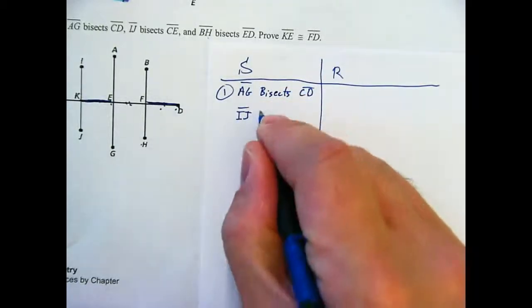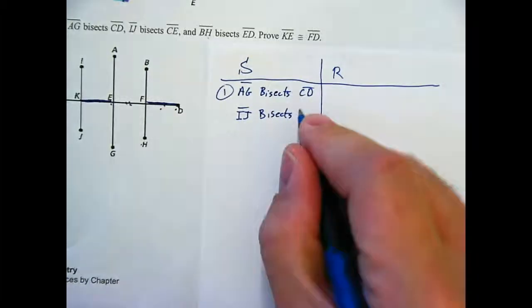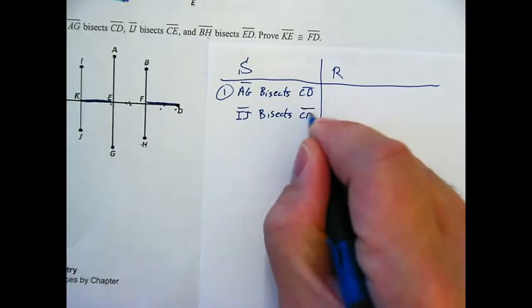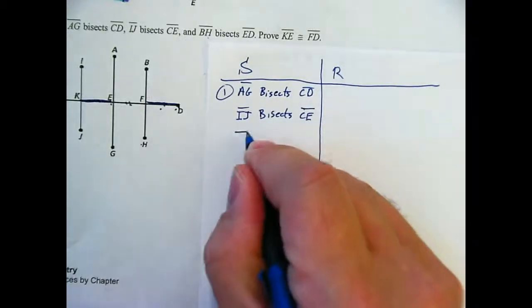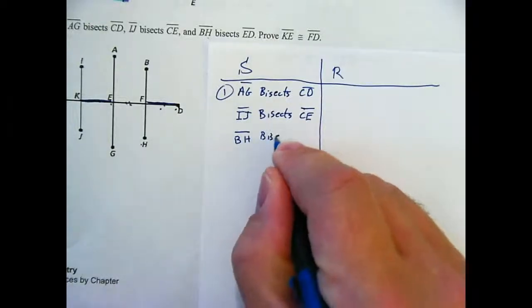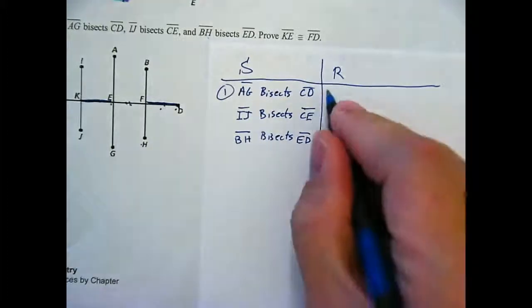While I'm writing this down, you tell your neighbor what else that tells you. What can we deduce from that? This is equal to this. This is equal to this. They're all congruent. This is congruent to this. This is congruent to this. ED is congruent to EC, so those two are equal.